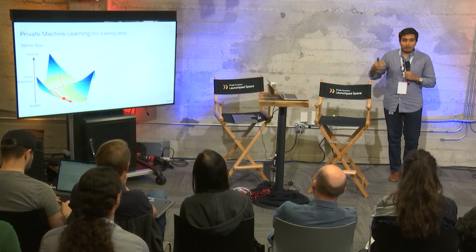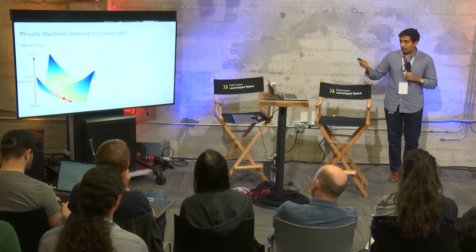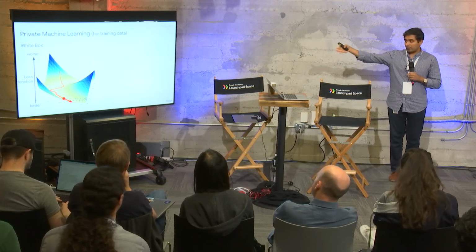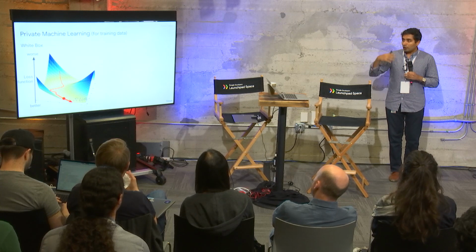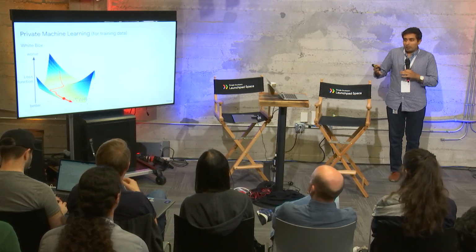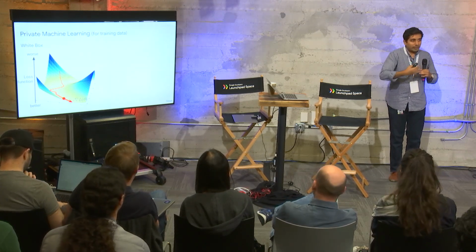Machine learning typically works as follows. You have a model, and the model has parameters that are represented by this value theta here. Typically you take the model, evaluate it on your training data, you see what your loss is and how badly or how well it's performing, and then you try to improve the model, taking steps at a time.